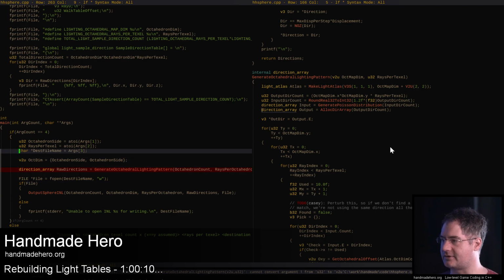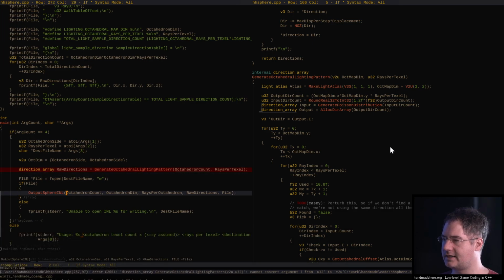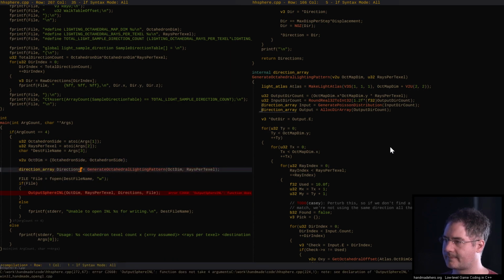And then the destination file, of course, which is a separate issue. So we get the octahedron side, we get the rays per texel, and we pass those in. And then later, when we do output sphere INL, we just pass the same things again. So actually, it's not hedron count. Sorry, it's octdim. So we'd pass the same thing. So I think that's okay.